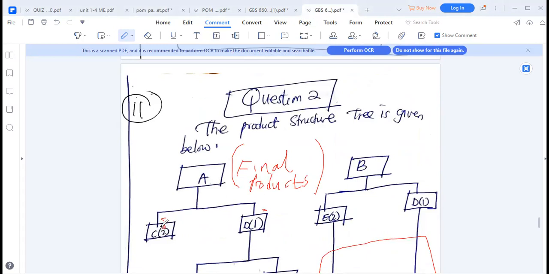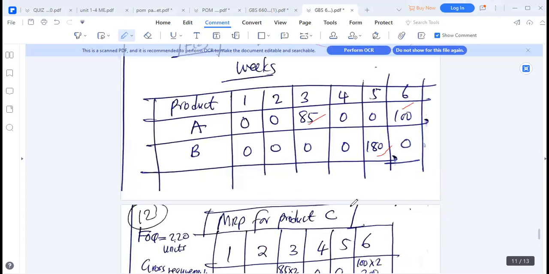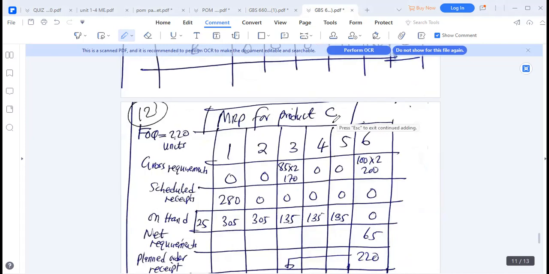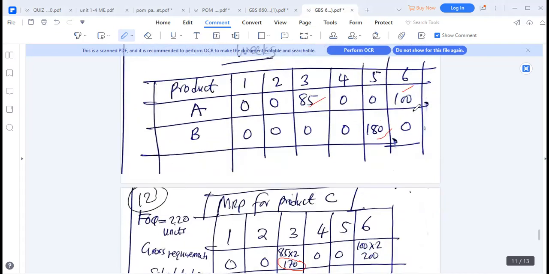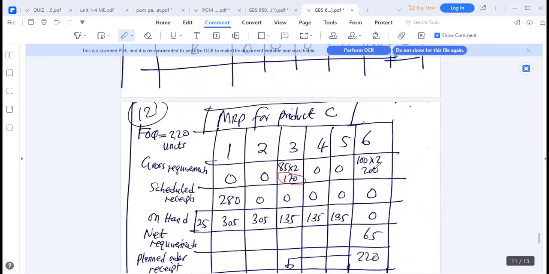There's a quantity of 2, so meaning we will multiply those ones by 2. Here, this is in the same week. So, MRP for C, and we have to check what C is about. C was a fixed order quantity of 220 units. So we have the gross requirements of 170 in week 3, multiplied by 2, that was coming from A in that week. Then also multiplying 200 by 2, which is 200.